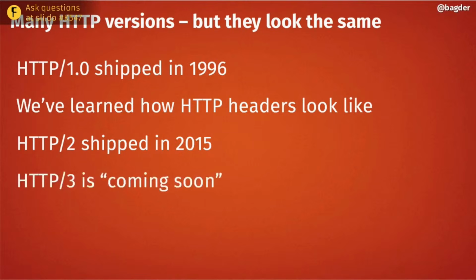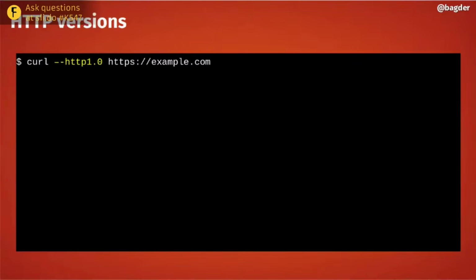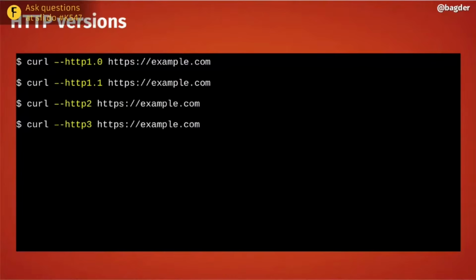Curl supports it in an experimental way now. Curl still pretends that all headers look and work like they did in HTTP 1.1 or 1.0. So all headers will appear as they've always done. So whatever HTTP version you tell curl to use, if you ask it to use 1.0, 1.1, 2, or 3, the headers you pass to it, and the headers you get back, will still look the same way.